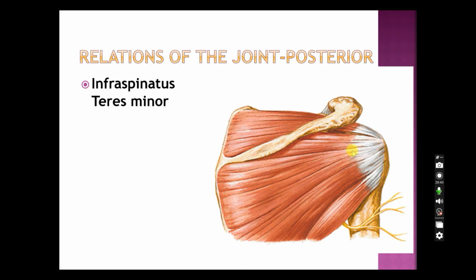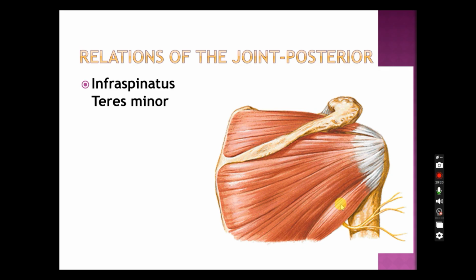The relation on the posterior aspect. This is the intact picture, the view from behind, the posterior view of the shoulder joint before cutting all the muscles. So what all things do we have? The entire area below the spine on the dorsal surface of the scapula is monopolized by the infraspinatus. So this complete chunk, from here to here, is the infraspinatus. And here you can see a small muscle, from here to here.